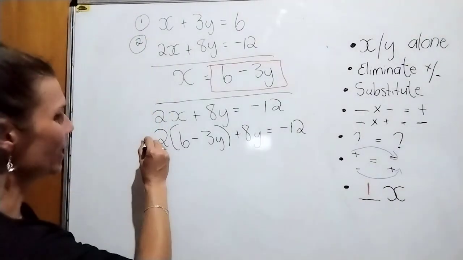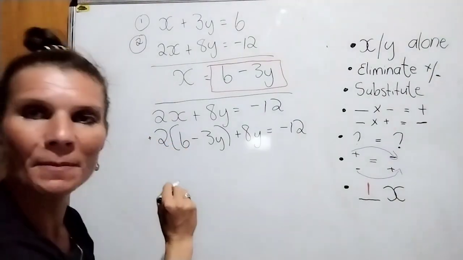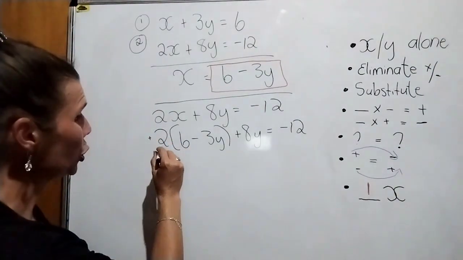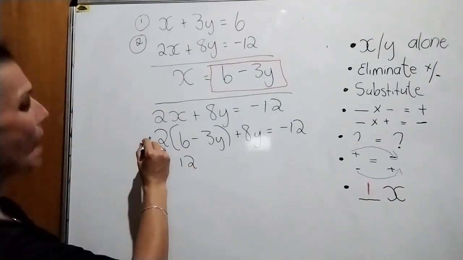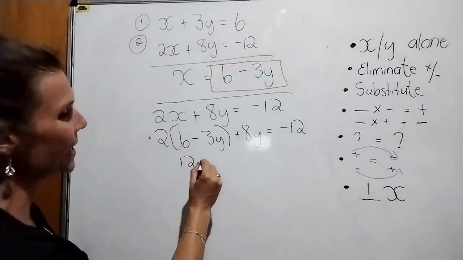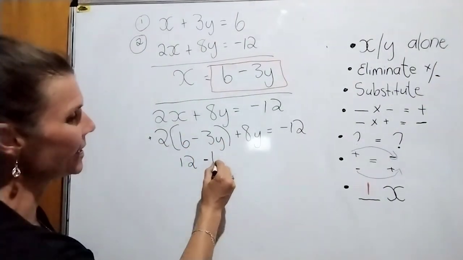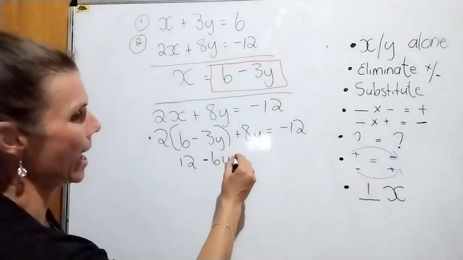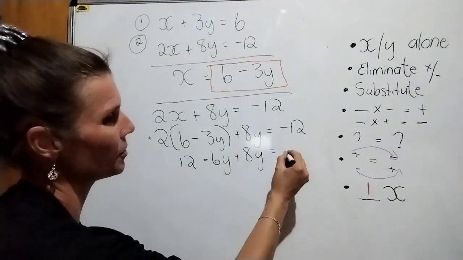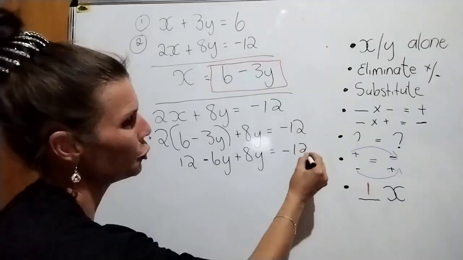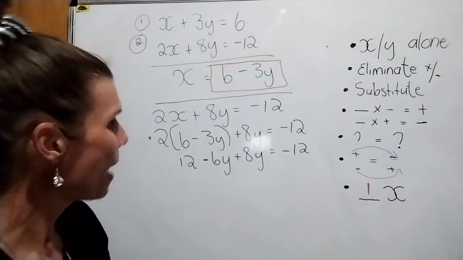Let's see. Remember there's a plus. A plus of times a plus stays a plus. 2 times 6 gives me 12. A plus times a minus is a minus. 2 times 3 gives me 6y, plus 8y equals minus 12. Great stuff.